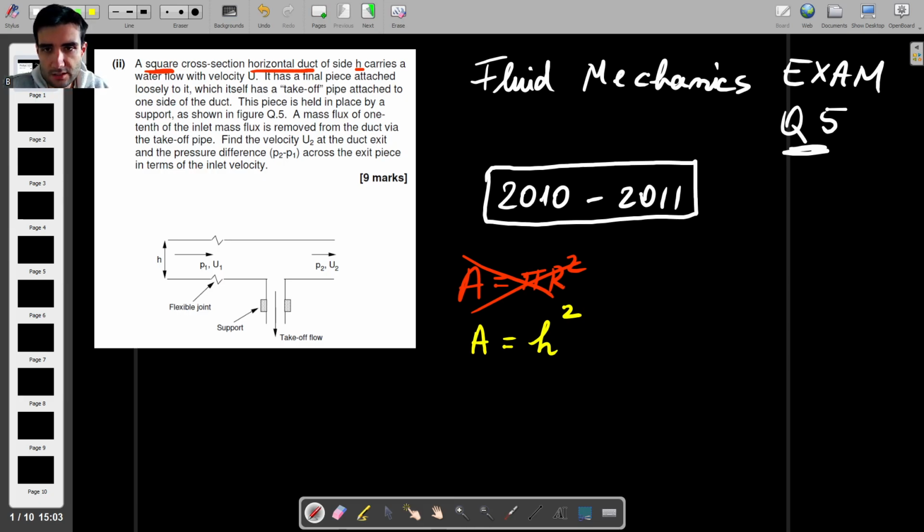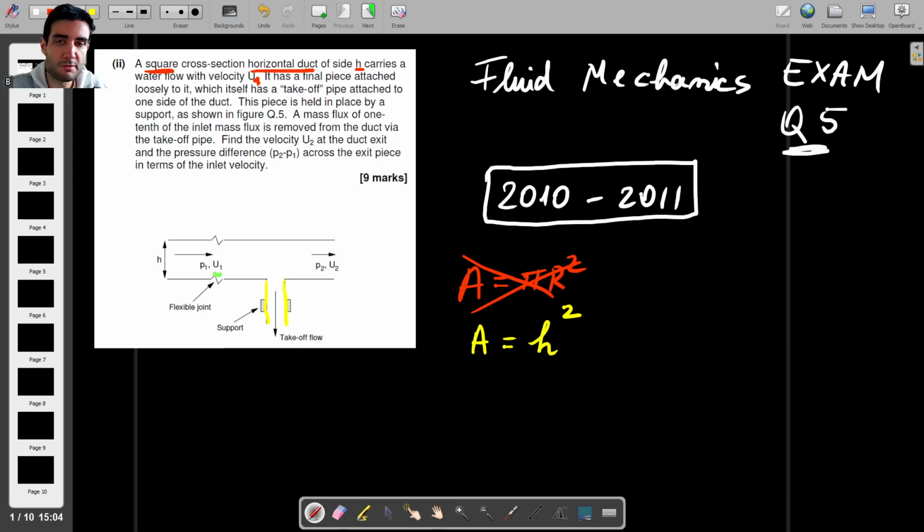And at first, we're dealing with a water flow. At the inlet, we have water flow with a velocity u, or more correctly, u1, just to respect the diagram as well. This has a final piece attached loosely to it, which itself has a takeoff pipe attached to one side of the duct. So basically you've got a duct, and then at some point on that duct, there is another duct which is attached, and that goes, in this case, downwards.